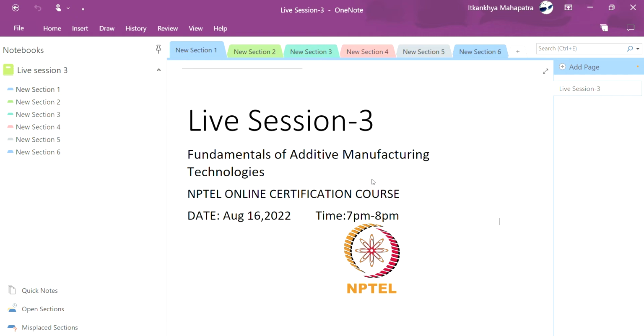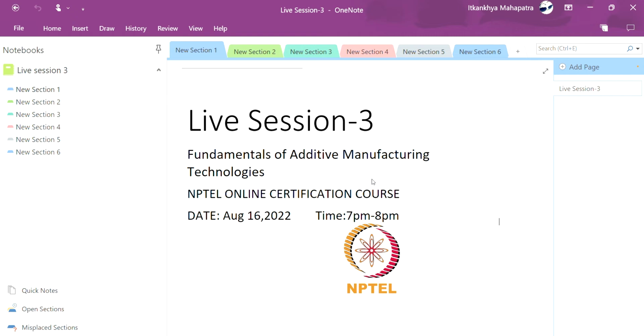Today we'll be discussing the area filling methods and contour paths, and a brief introduction to liquid additive manufacturing. We will also be looking into various types of area filling, area filling methods and tool paths. This will be our focus. So let's start with the session.